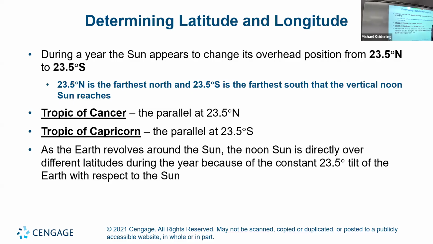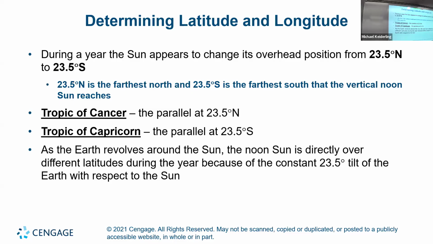During the year, the sun will appear to change its overhead position from 23.5 degrees north to 23.5 degrees south. So the location of the sun in the sky, here in the northern hemisphere, in the summer it's higher in the sky, and in the winter it's lower in the sky. In the northern hemisphere summer, at its peak, the sun will be directly overhead at 23.5 degrees north, the Tropic of Cancer.